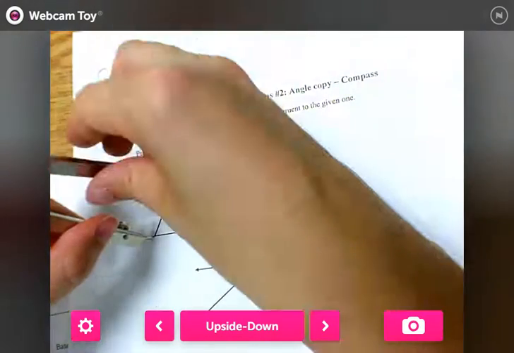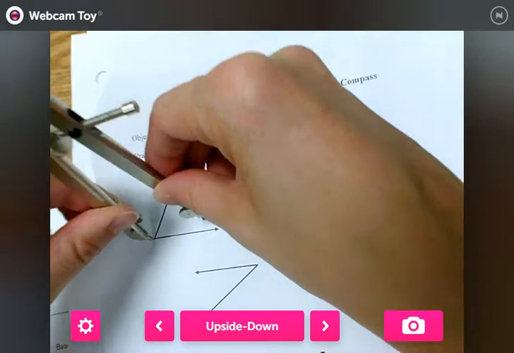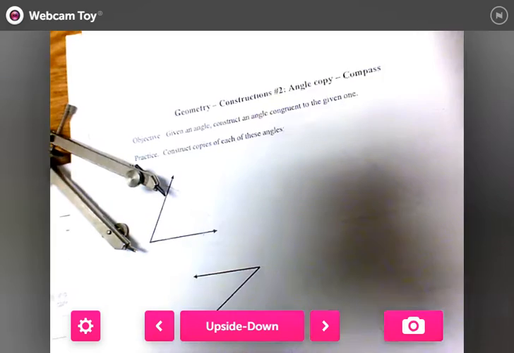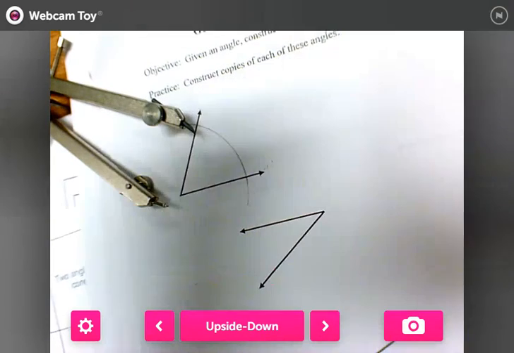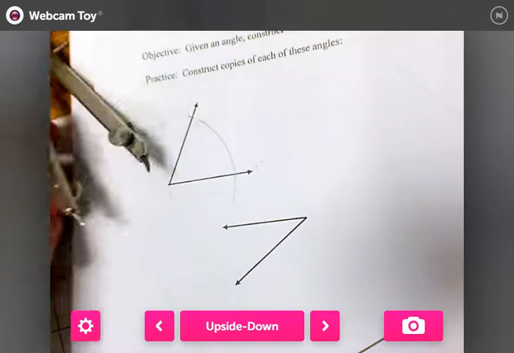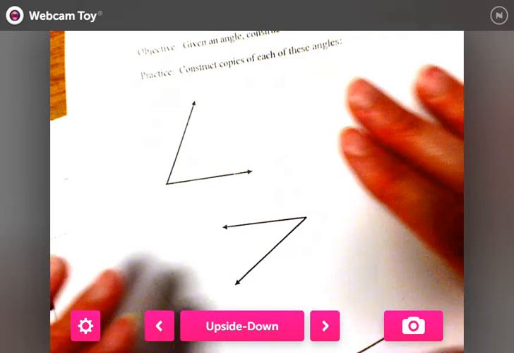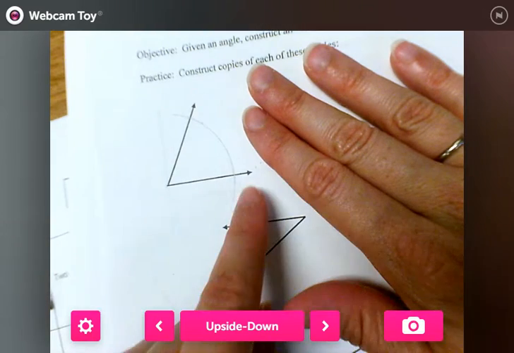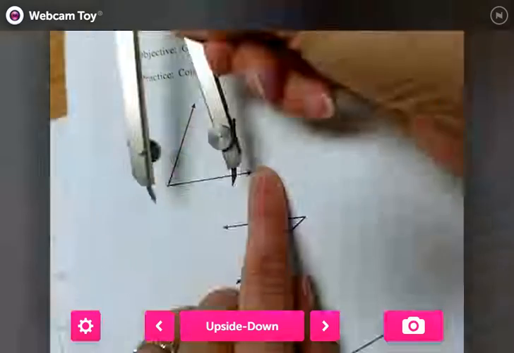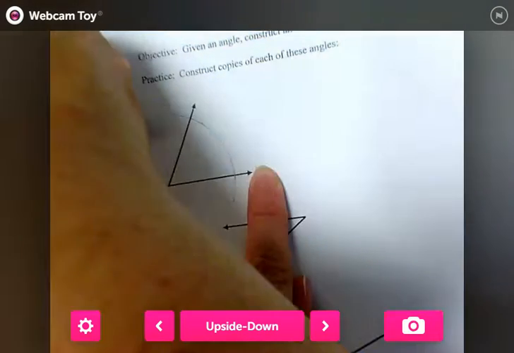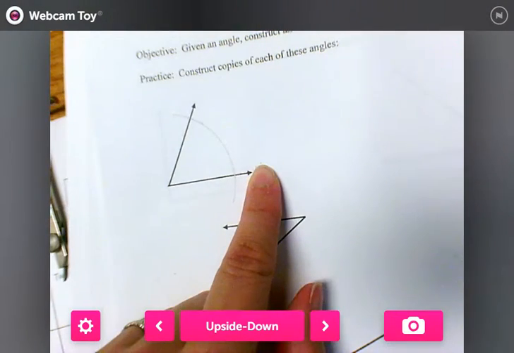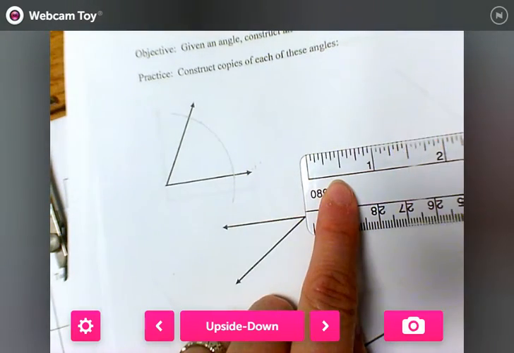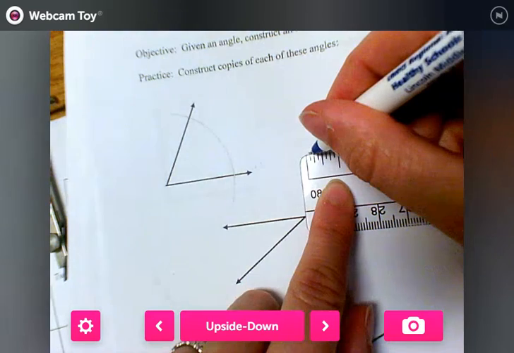I know it's light, guys, but can you see it? Kind of? Maybe I'll move it in a little bit. Okay, now I want you to pick up your compass, but do not move it. It should stay that same length. And I want you to put your compass down and pull out your ruler or a straight edge of some sort. And I want you to make a straight line.